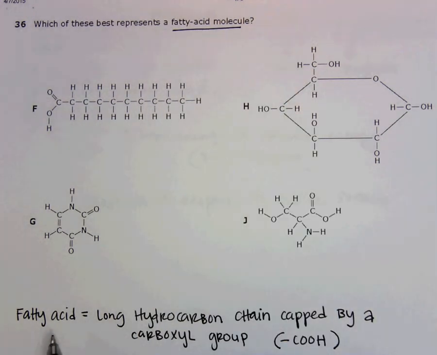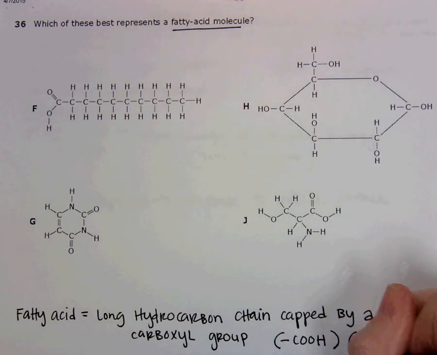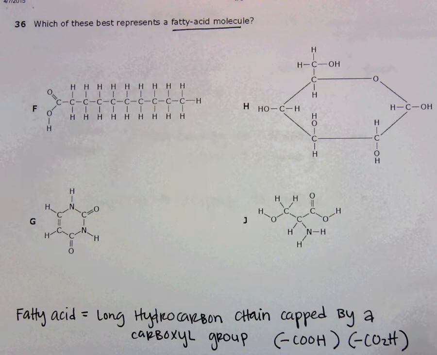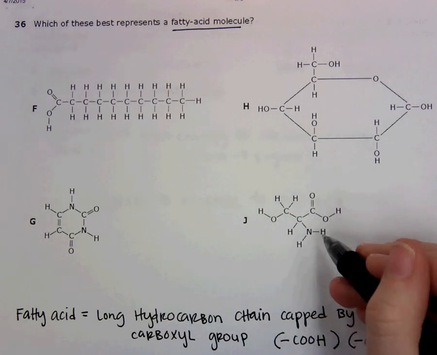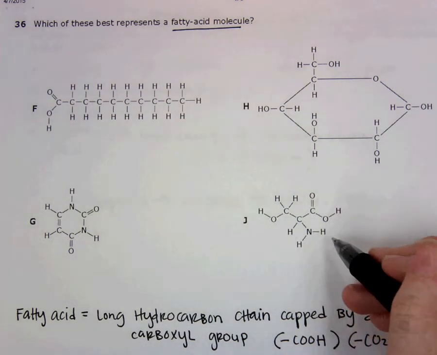So a fatty acid molecule is a long hydrocarbon chain capped by a carboxyl group. And a carboxyl group is a COOH. It can also be written CO2H. Either way, hopefully these are not totally foreign to you. But let's identify what each of these actually are, and we are going to start with J.